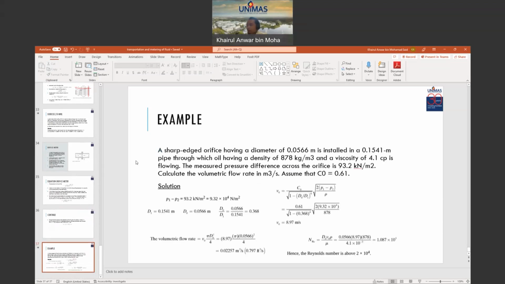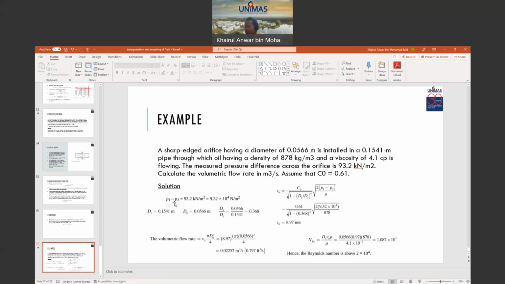Example: a sharp edge orifice having a diameter of 0.0566 meter is installed in a 0.1541 meter pipe through which oil having a density of 878 kg per meter cube and a viscosity of 4.1 cp is flowing. The measured pressure difference across the orifice is 93.2 kilonewton over meter square. Calculate the volumetric flow rate in meter cube per second. Assume that C naught equal to 0.61.